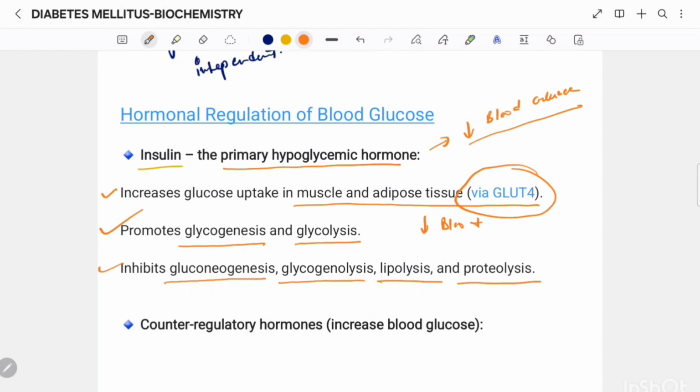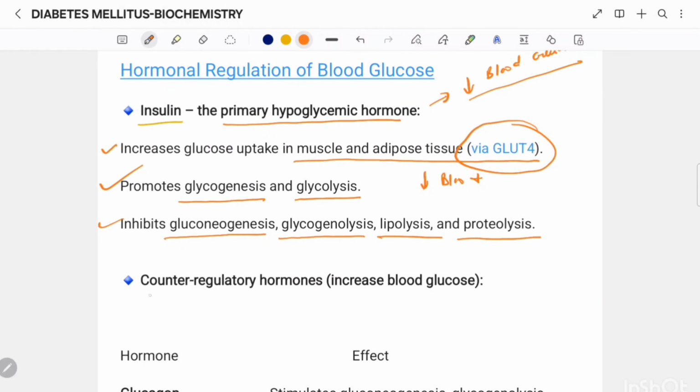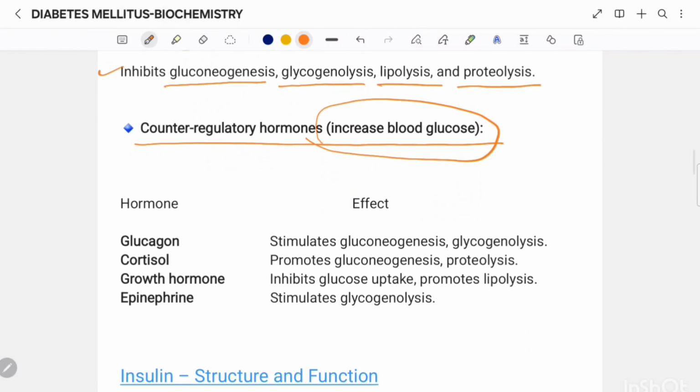As we have discussed, insulin decreases the blood glucose level. In the body we also have counter-regulatory hormones, which increase the blood glucose. First of all, glucagon. Glucagon stimulates gluconeogenesis, which is the formation of glucose from non-carbohydrate sources, and glycogenolysis, which is the breakdown of glycogen to form glucose. The second one is cortisol, which also increases in stress. It promotes gluconeogenesis and proteolysis, which increases the blood glucose level.